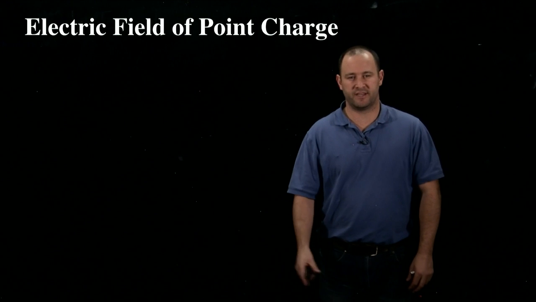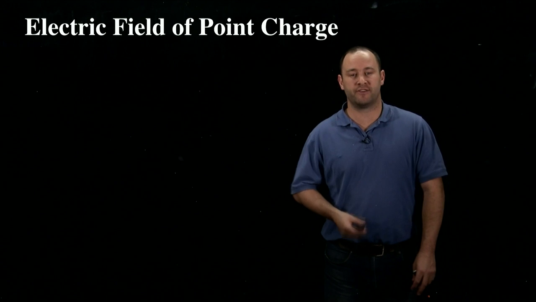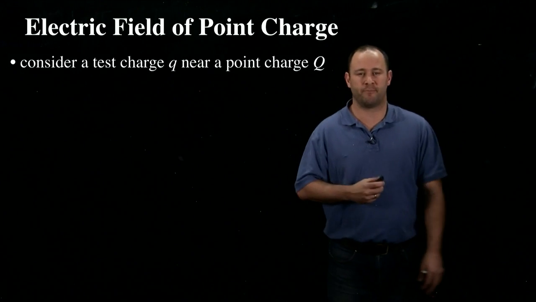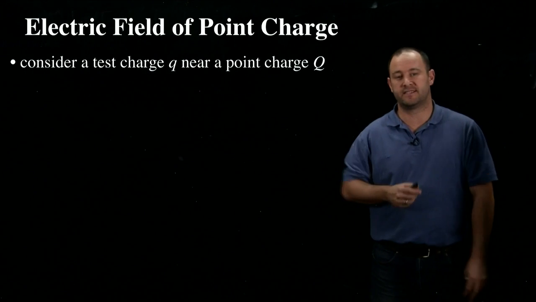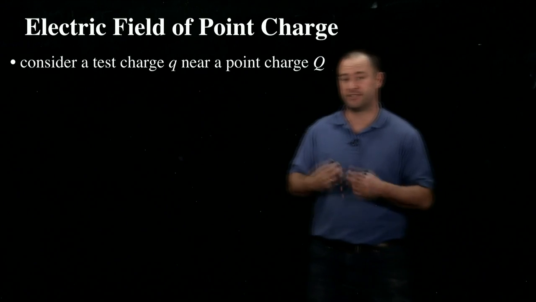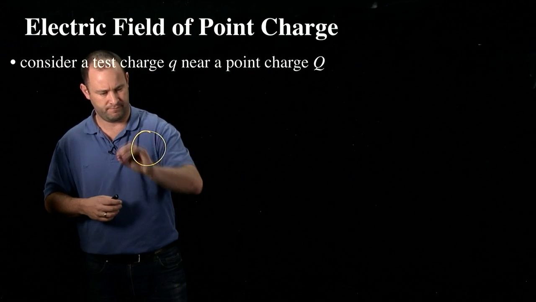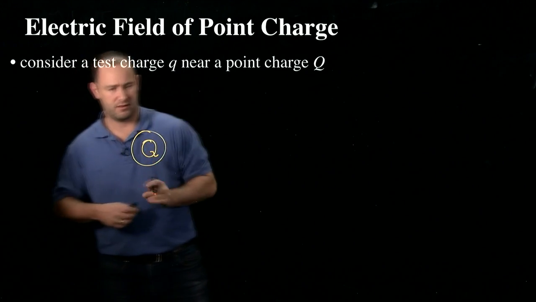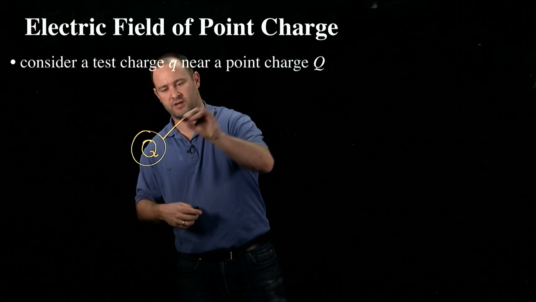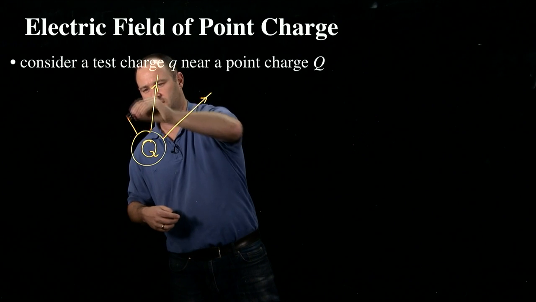So we now want to consider the electric field around a point charge. And we, of course, know how to do this now. We have all of the ingredients that we require. So the game that we play is we basically consider some test charge little q that's near some larger point charge, big Q. And if this is positively charged, then one thing that we can do is draw field lines. These are our electric field lines.